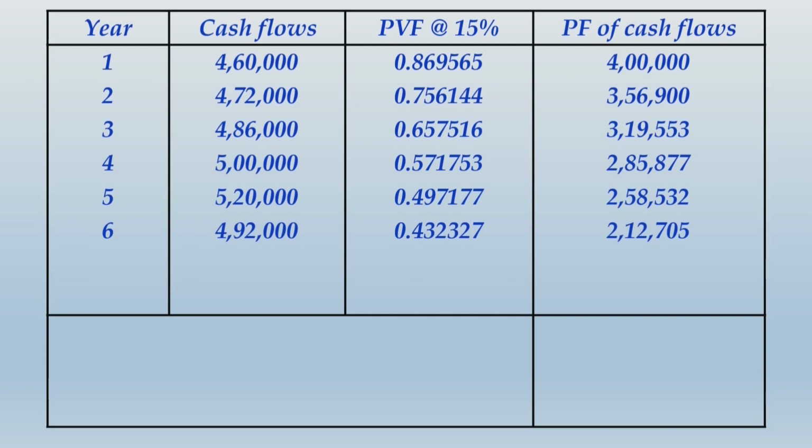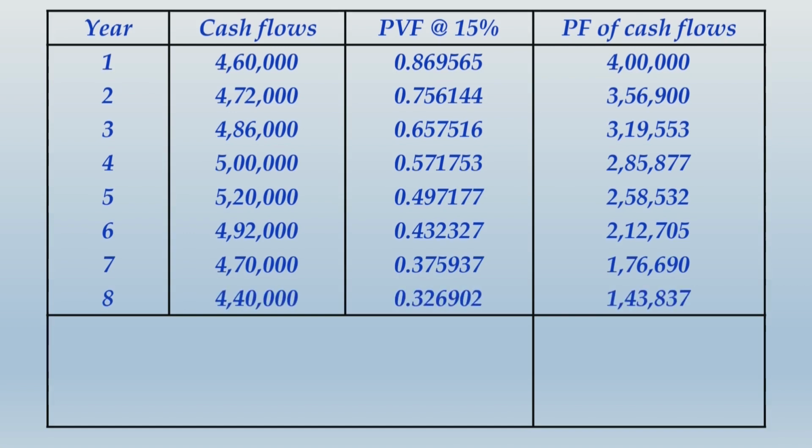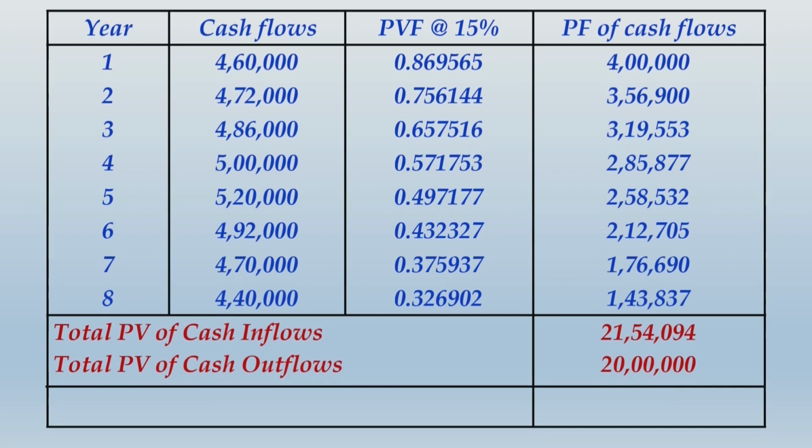So each of these cash flows are being converted to their present values, and the life of the project is 8 years. So till 8 years you are going to make these calculations. Then when you sum up all these present values of cash flows, you will be getting the total PV of cash inflows, and the total PV of cash outflow is given to you as 20 lakhs. The resulting net present value is a positive amount, 1,54,094. So through just this much presentation, your entire solution is complete, and that will be the end of the solution.